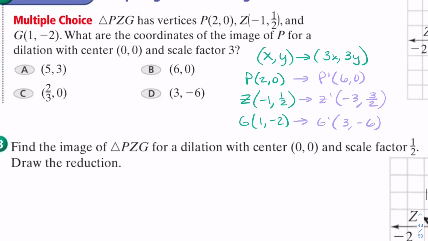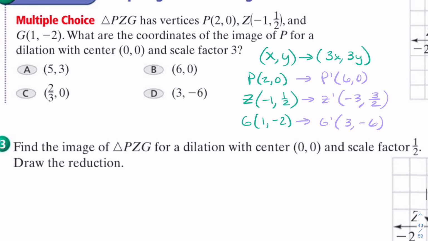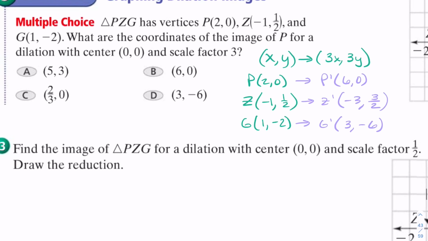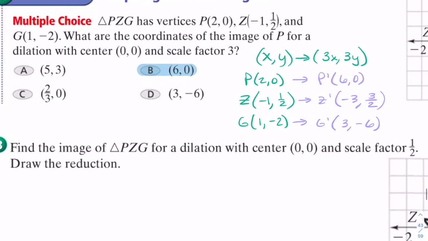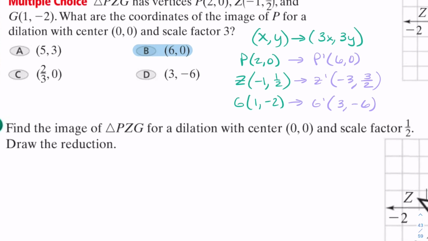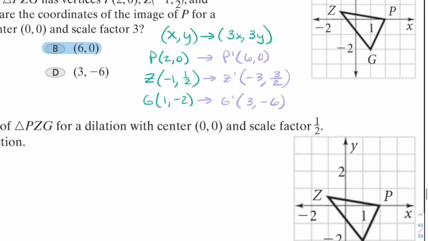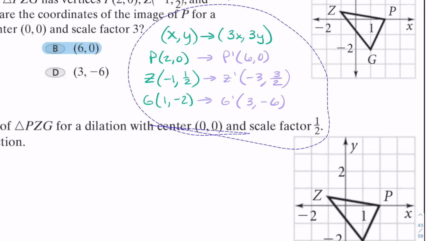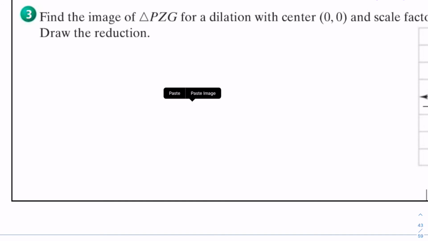And it says, what is the image of P? Now I went all out. All I needed was P, so I would have been able to answer it with just one step, but I would just want to show you where everything is ending up. Okay, and now the next one says, find the image of PZG for dilation centered at 0, 0, and a scale factor of 1/2. So let's copy and paste this over.